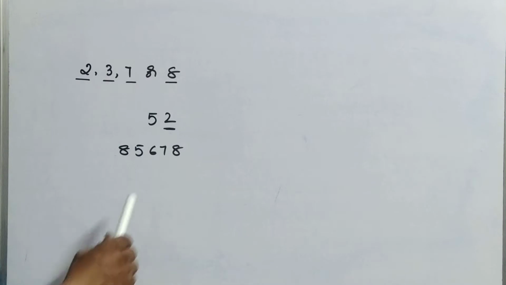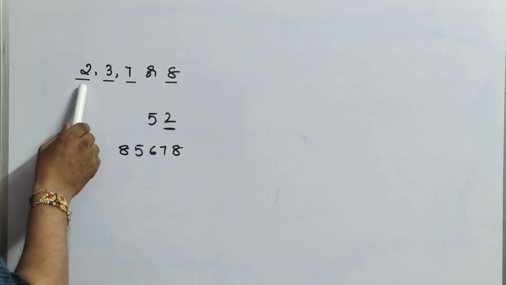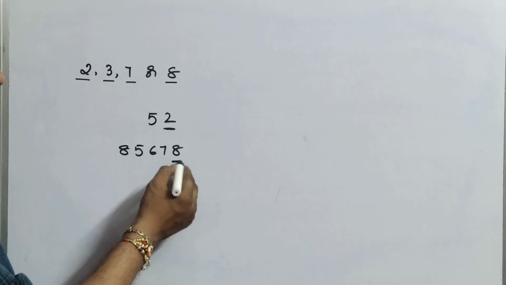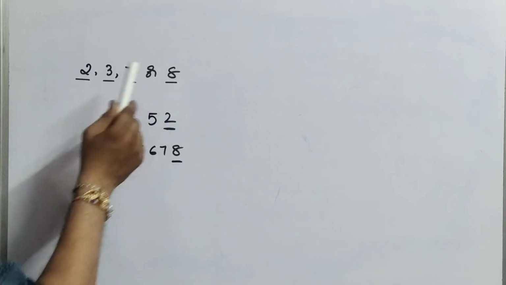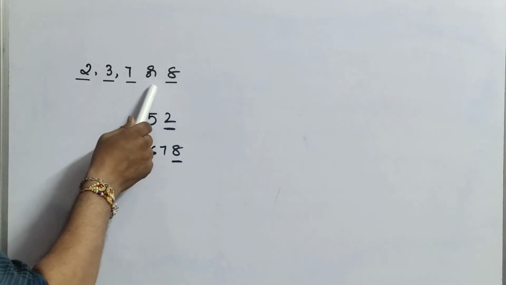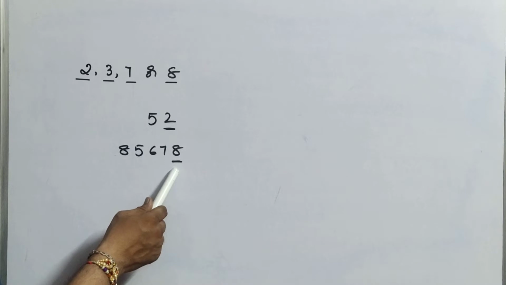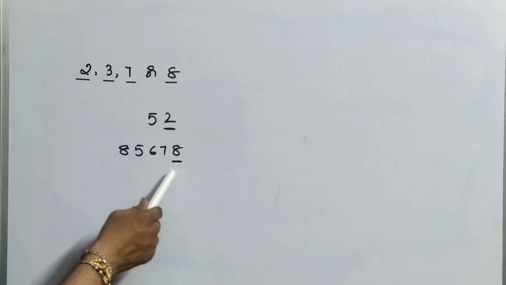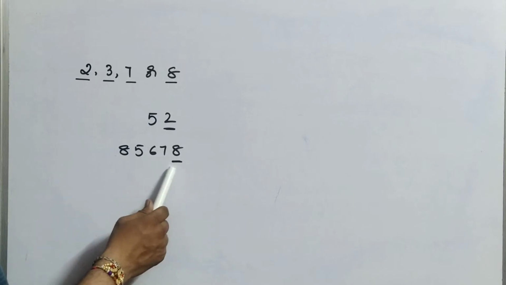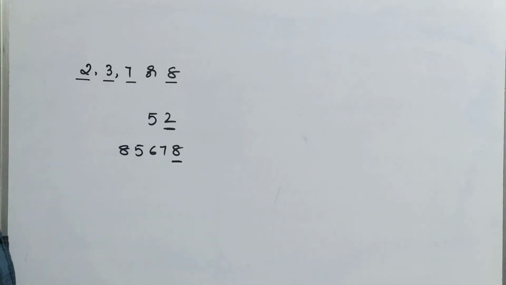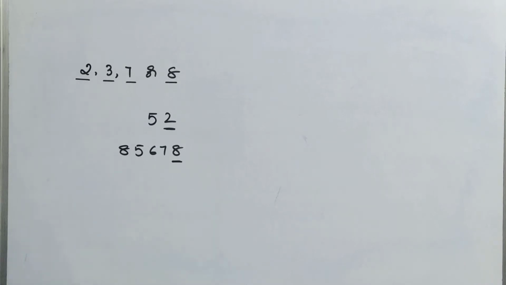How can you say that it is not a perfect square? Here there is a rule that the units digit, if it ends with 2, 3, 7 or 8, then it is not a perfect square. Now if you see clearly here, it ends with 8, so 85678 is not a perfect square and there is no need to find the square root. Simply we can write that it is not a perfect square.